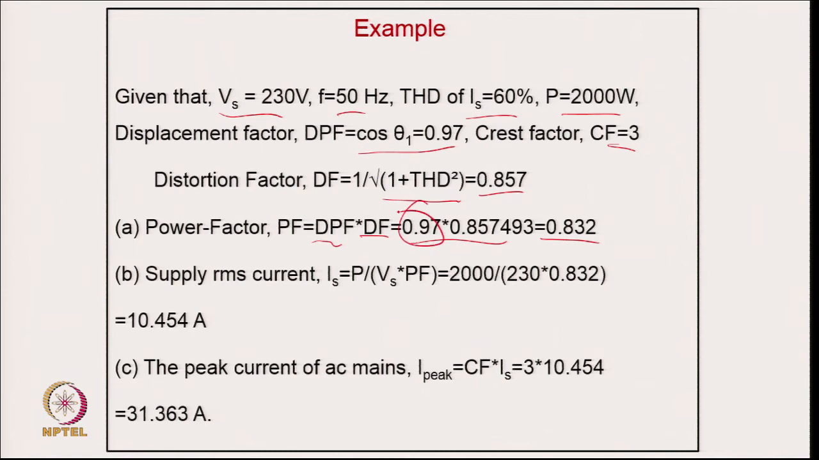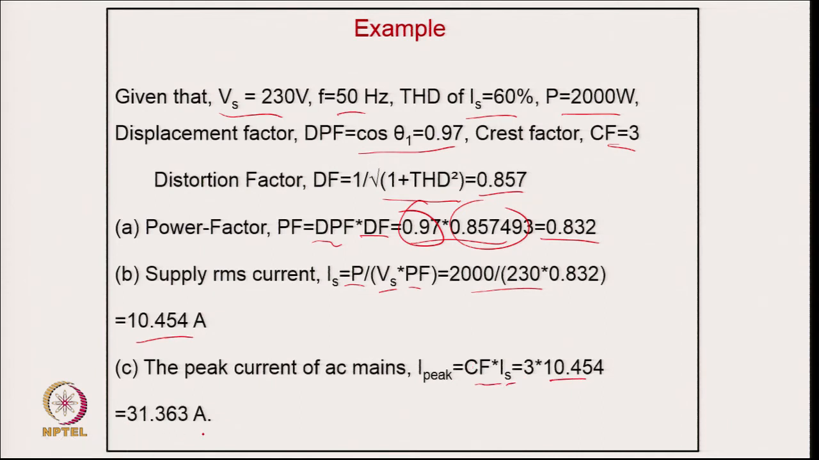So, this is because of reactive power and this is because of the harmonics. So, finally, power factor reduces to this, and now we can find out the supply current, that is power divided by RMS voltage and power factor. So, that is the supply current, 10.45 ampere, and the peak current, that is crest factor times RMS current.